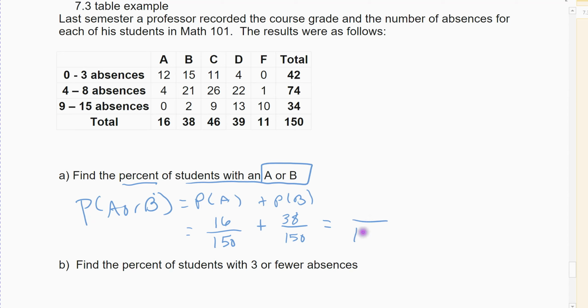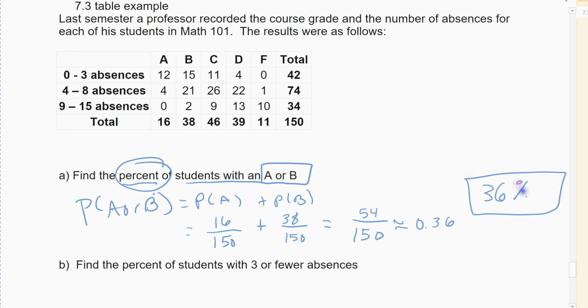Add them up. So out of 150 students, 54 of them, if I add 38 and 16, are A or B, and so the decimal would be 0.36, but remember that's not the answer I wanted. As a percent, the answer you would give if this were a test question: there is a 36% chance that you would select the student with an A or a B. So make sure you're careful.